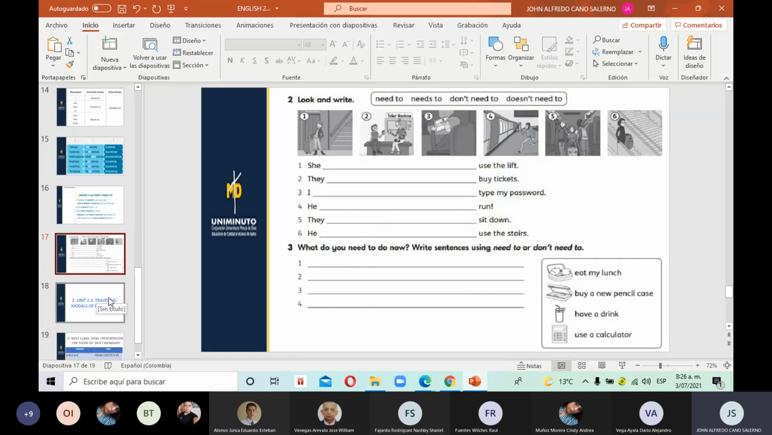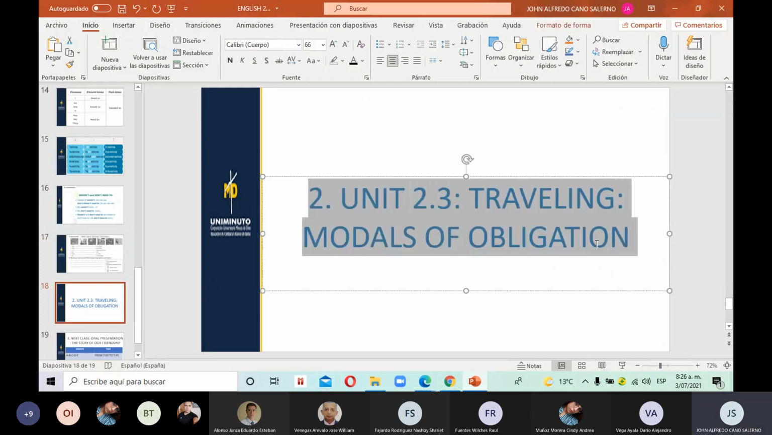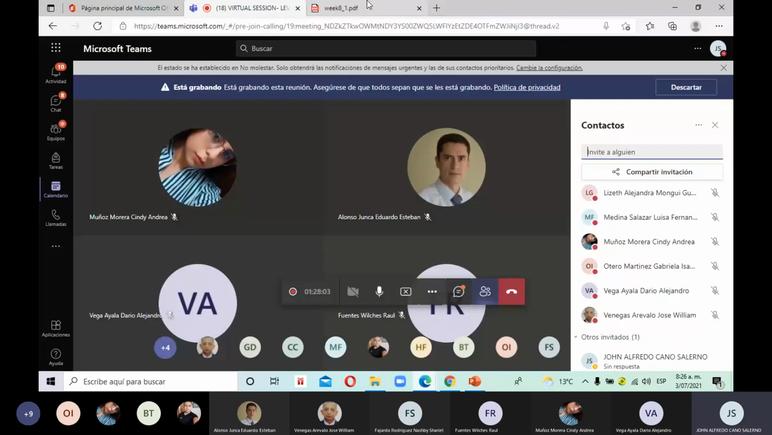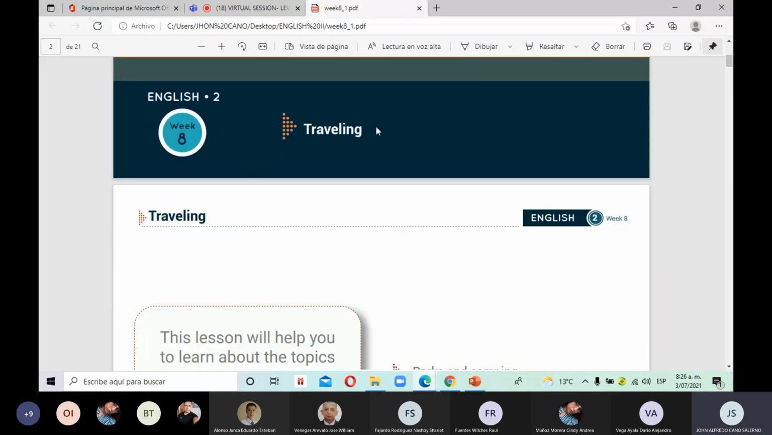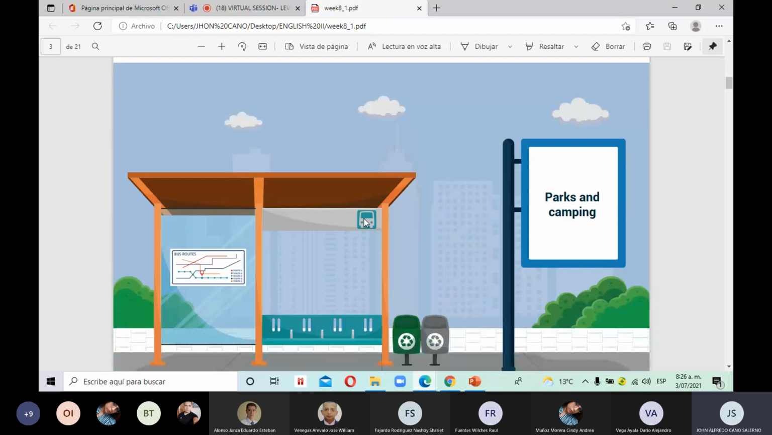So here we have unit 2.3, traveling, modals of obligation. Here we have traveling. This lesson will help you to learn about the topic related to week 8. You will learn about parks and camping, shopping stores, modals of obligation. So what's the idea? Please, you have to study.